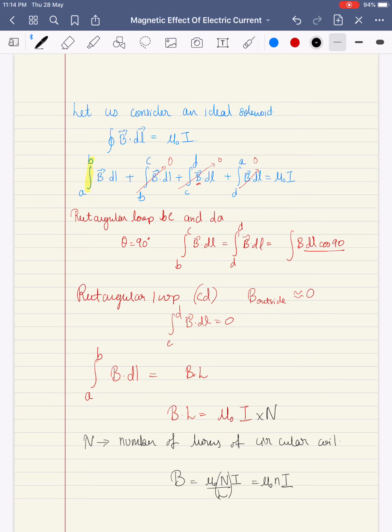Where small n is known as the number of turns per unit length. So from this observation, what you come to know is that this result is valid for the ideal solenoid. Getting it clearly? But it is also valid for the realistic solenoid, or you can say the practical solenoids, whichever we consider. And the magnetic field that we have calculated is at the center of the solenoid. That means along the axis. We have not calculated near the ends.